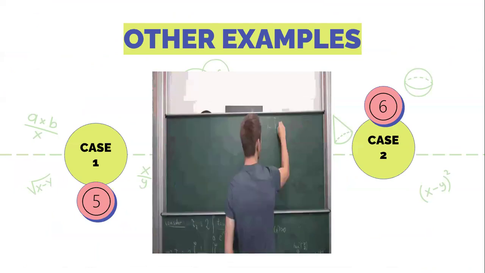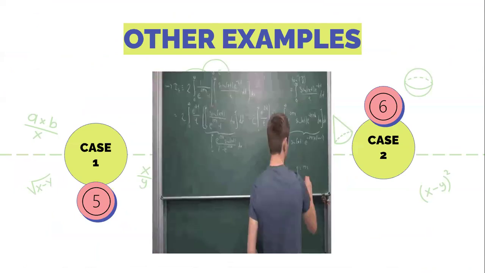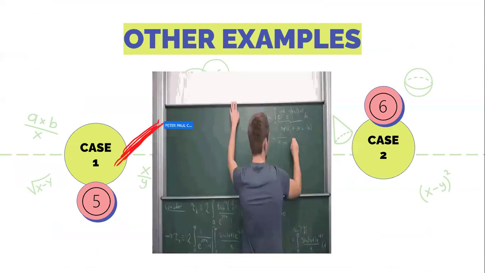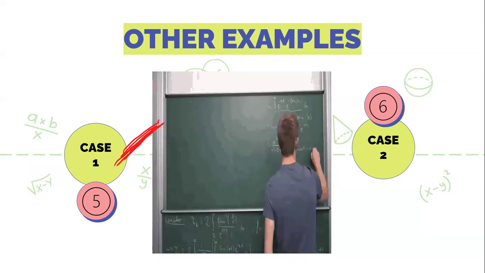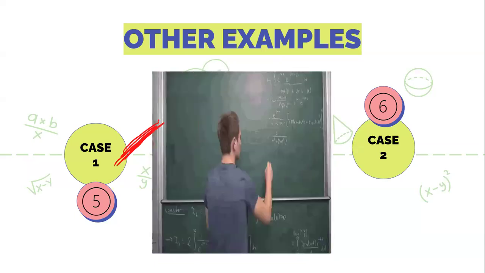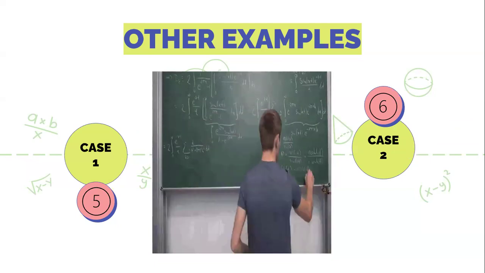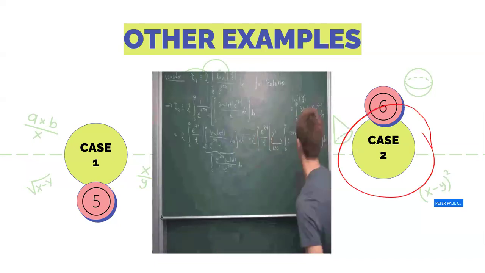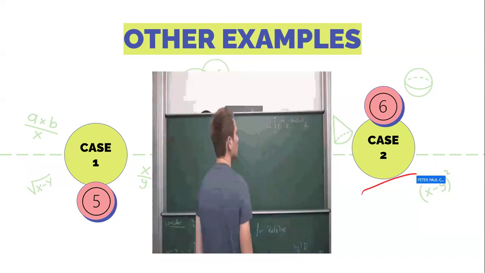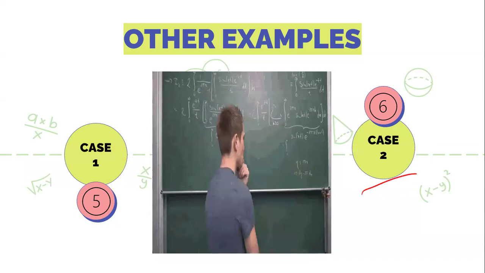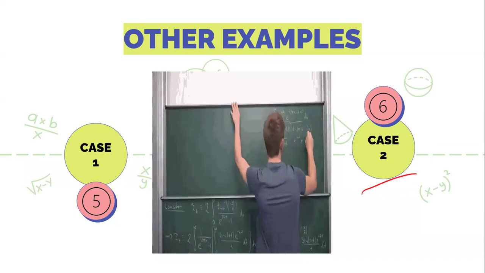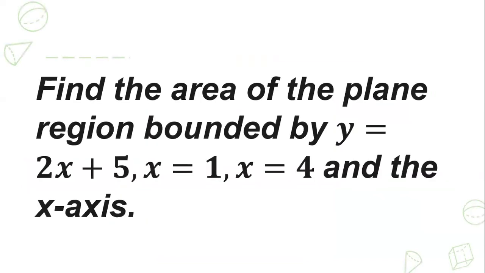So again, let's review. Case 1 involves the x-axis, 2 vertical lines and a given function. While case 2 will only involve 2 given functions, f of x and g of x. This is more difficult because a and b are not given, so you have to solve for them first. Then you have to consider which function is on top and which function is on the bottom. So in this case, can you try this example? What case is this one? Correct. So this is a case 1.